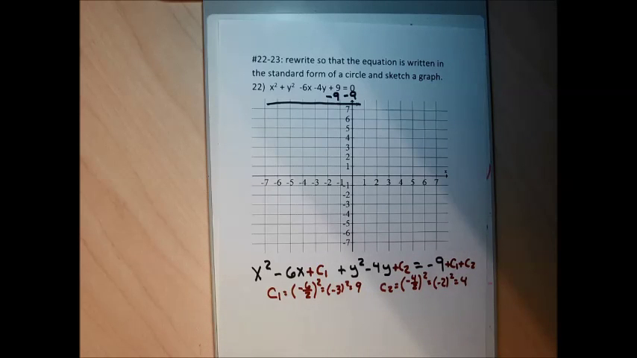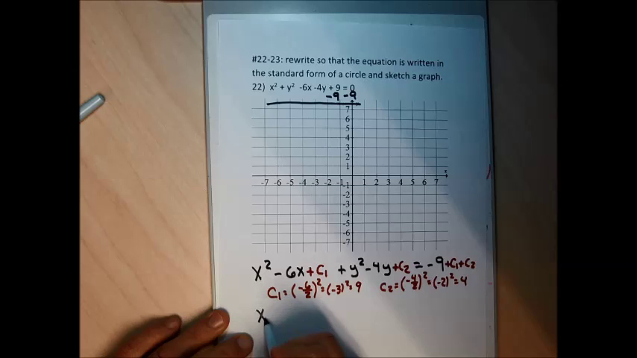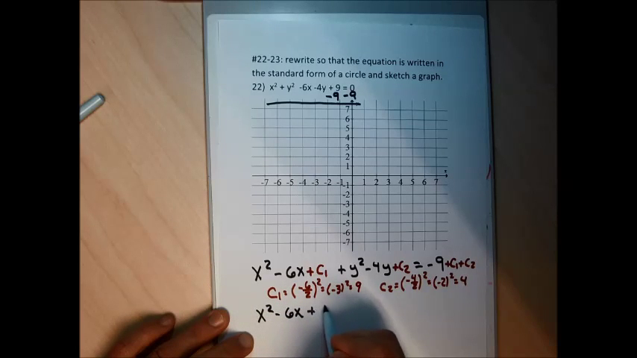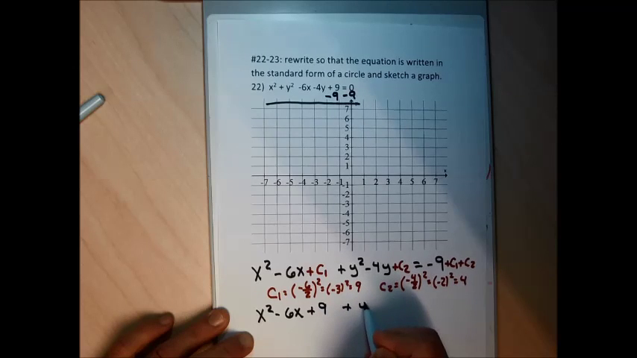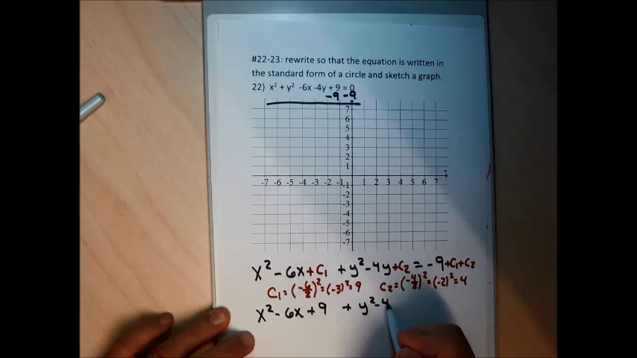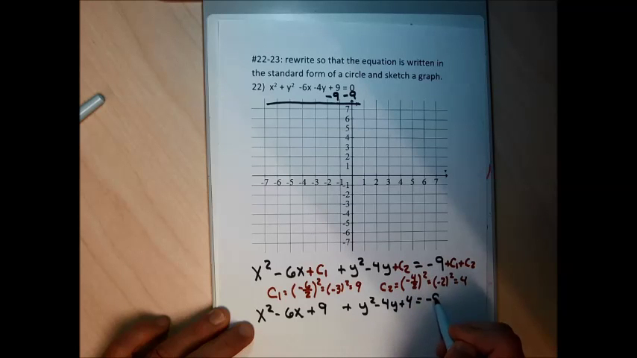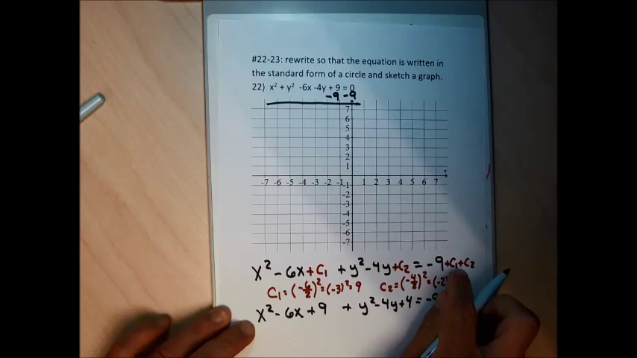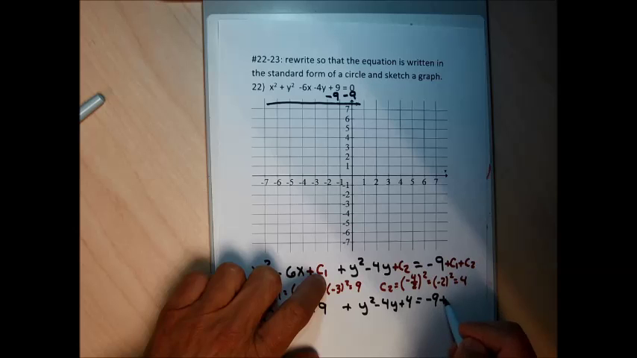So into my line that I have the red C1s and C2s, I'm going to replace those. I'm going to rewrite x squared minus 6x plus 9 plus y squared minus 4y plus 4 equals negative 9, which is that negative 9. And then in for the C1, I plug in 9. And in for the C2, I plug in 4.